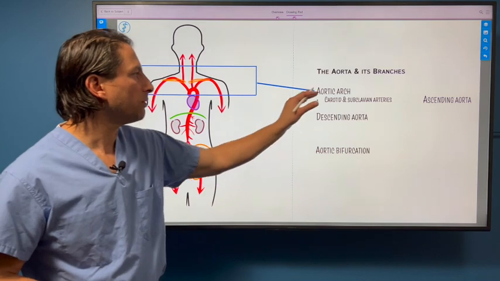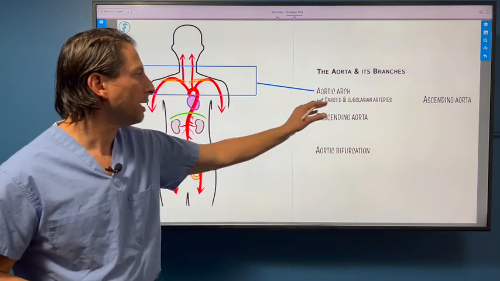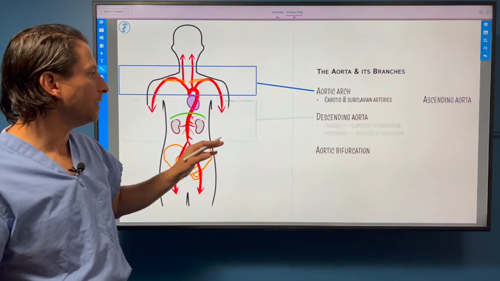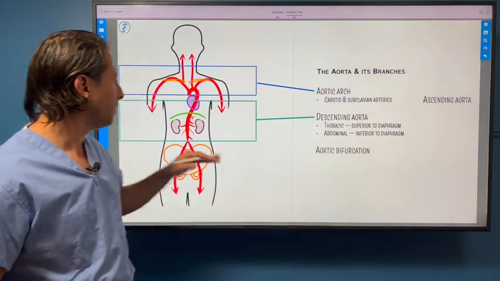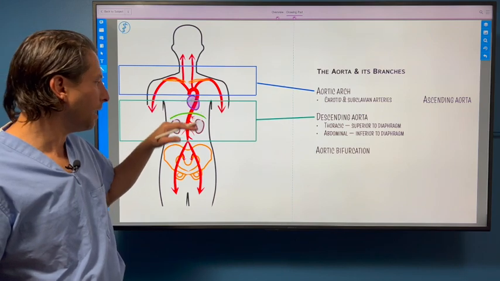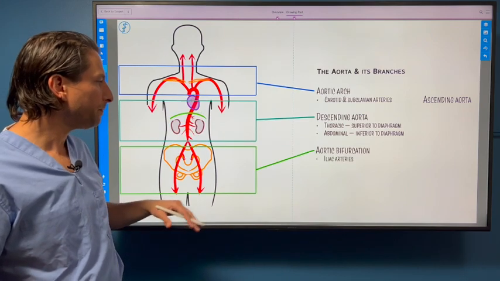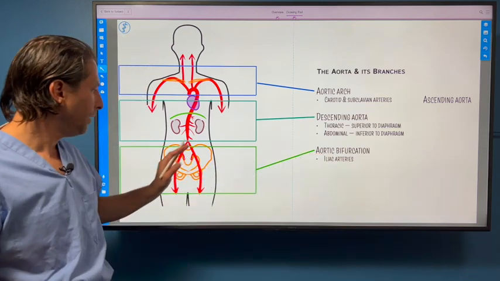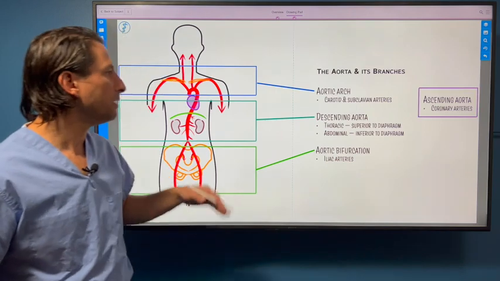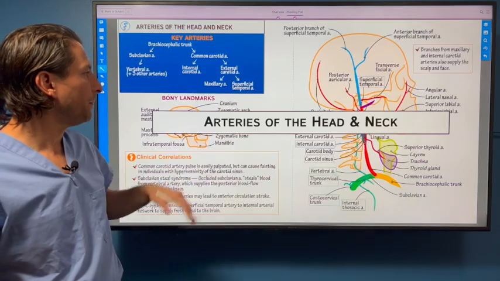So where does it all come from? The aorta and its branches: the aortic arch, we have the carotids, and then we have the subclavian arteries. We have the descending aorta, which has a thoracic region above the diaphragm and an abdominal region below the diaphragm. At the aortic bifurcation, we have the iliac arteries, and then the ascending aorta feeds the coronary arteries here.